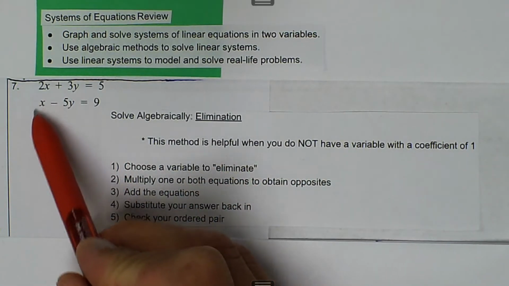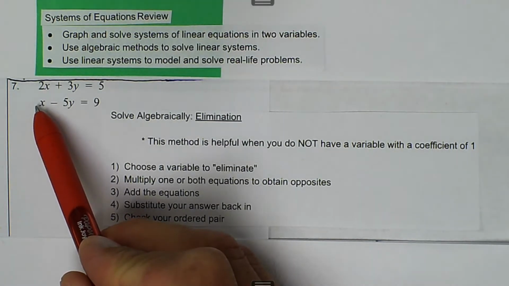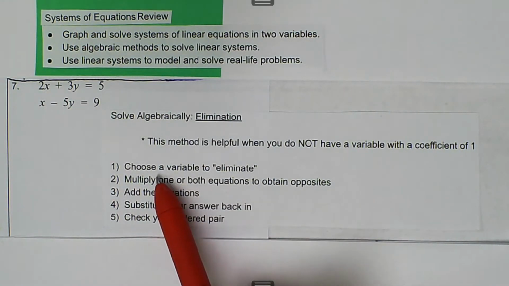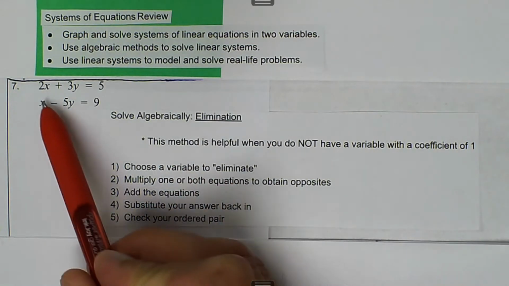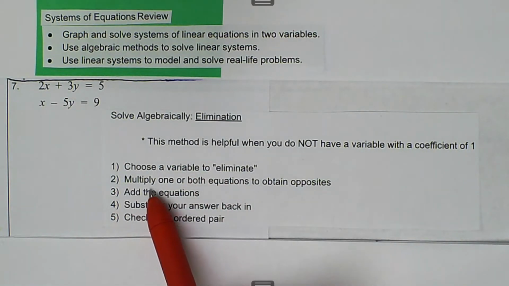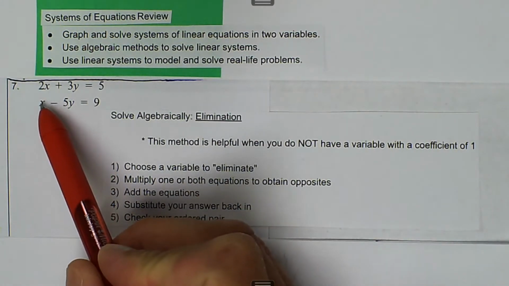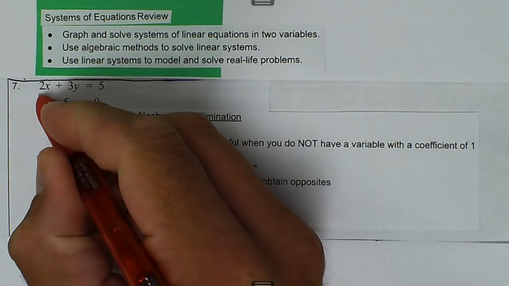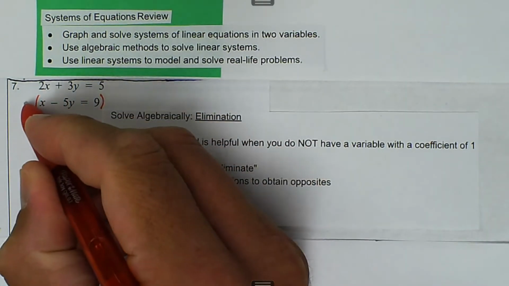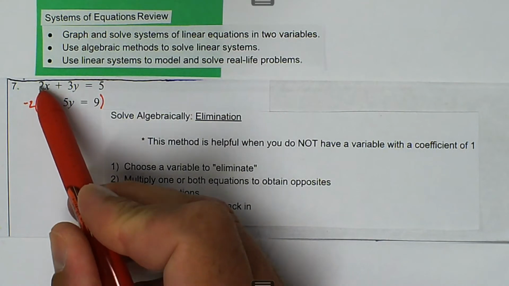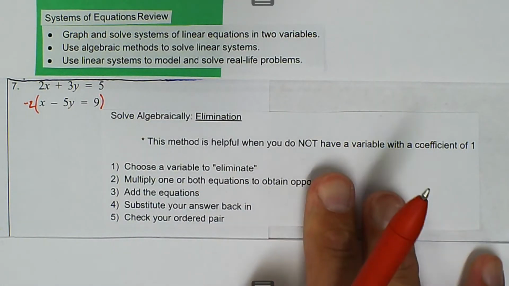We do see a coefficient of 1 right here, but what we can do is take this 1 pretty easily and match it to be the opposite coefficient of the x up here. So choose a variable to eliminate. In this case, we're going to eliminate the x. Multiply one or both equations to obtain opposites. So right here, we're going to multiply this bottom equation by -2, and that way we can get the opposite, -2 on this x and the +2 here.